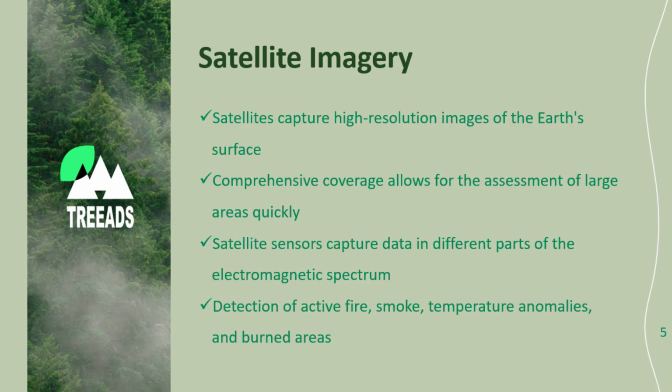Satellite imagery plays a crucial role in wildfire detection and monitoring. Satellites orbiting the Earth capture high-resolution images of the Earth's surface. These images provide comprehensive coverage, allowing for the assessment of large areas quickly and effectively. Satellite sensors capture data in different parts of the electromagnetic spectrum, enabling the detection of active fire, smoke, temperature anomalies, and burned areas.